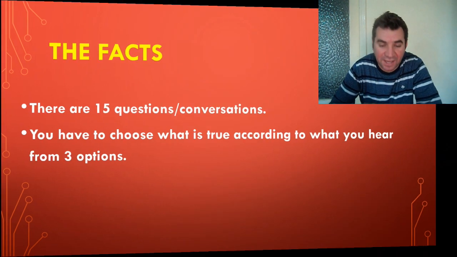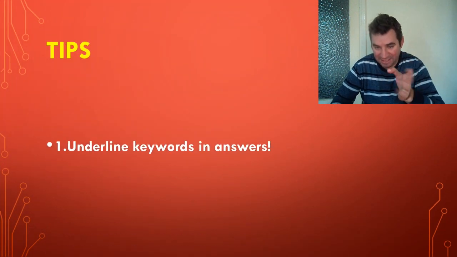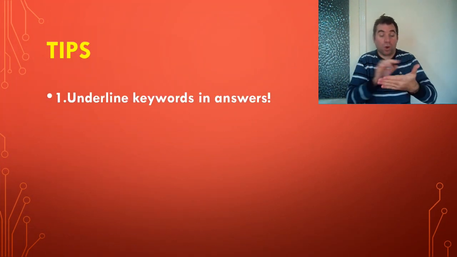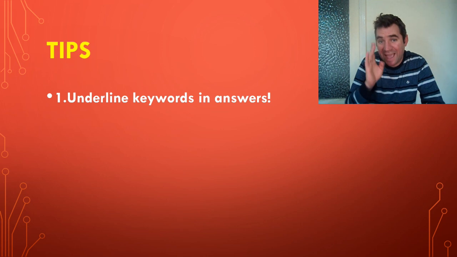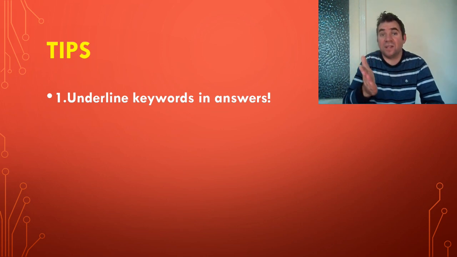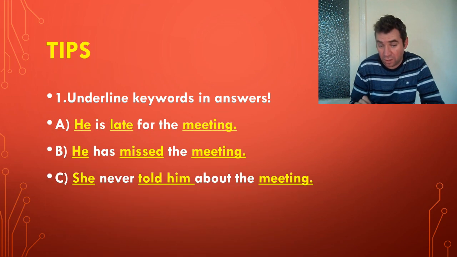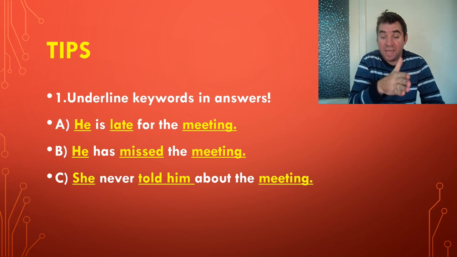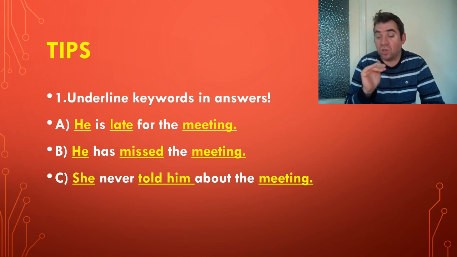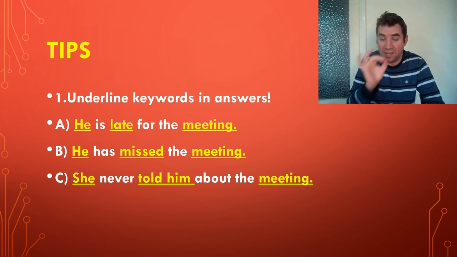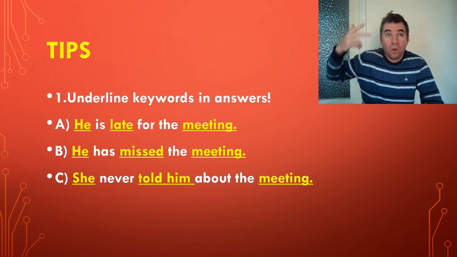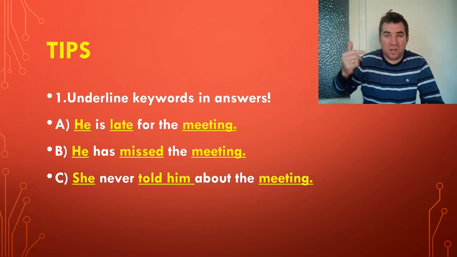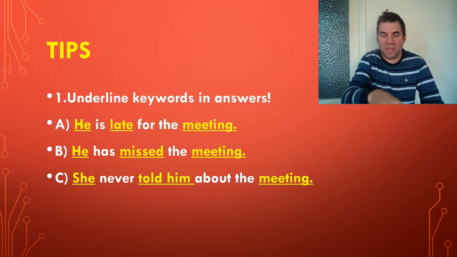The first tip I can give you is this. Underline the key words in the answers. So you're going to be given A, B and C, and the first thing you should quickly do is have a little look and underline the key words. For example, here as you can see, he is late for the meeting, he has missed the meeting, she never told him about the meeting. You can quickly go through and go, he late meeting, he missed meeting, and then when you're listening, you can kind of say, well, okay, I think it's that.